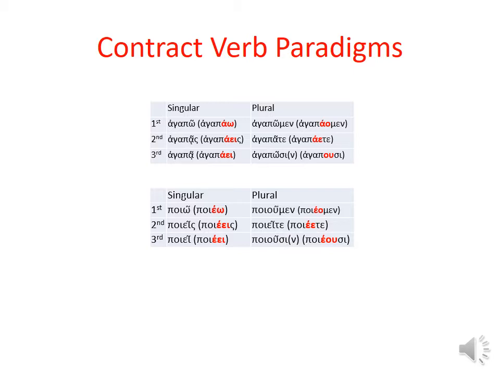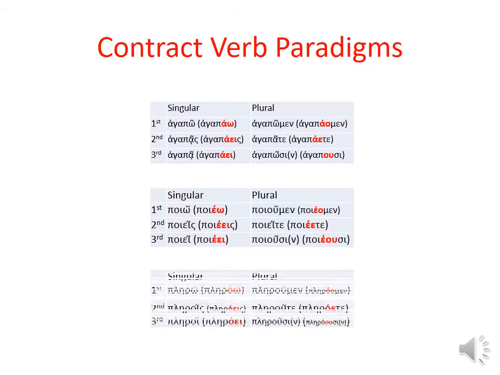Here's the epsilon class. And again, if you went through your contract rules, you would see that it makes perfect sense why you get the final forms you do, resulting in poiō, poieis, poiei, poioumen, poieite, poiousin. Okay, try it. Poiō, poieis, poiei, poioumen, poieite, poiousin. And that's how you learn Greek.